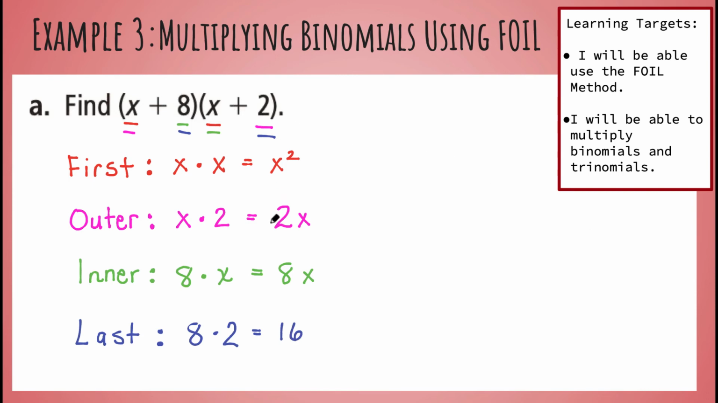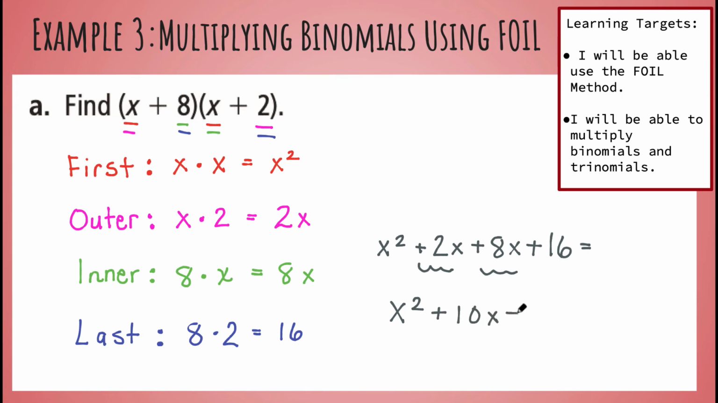Finally, I'm going to sum all of the products together. So I have x squared plus 2x plus 8x plus 16. And I'm going to collect my like terms, and I end up with x squared plus 10x plus 16.